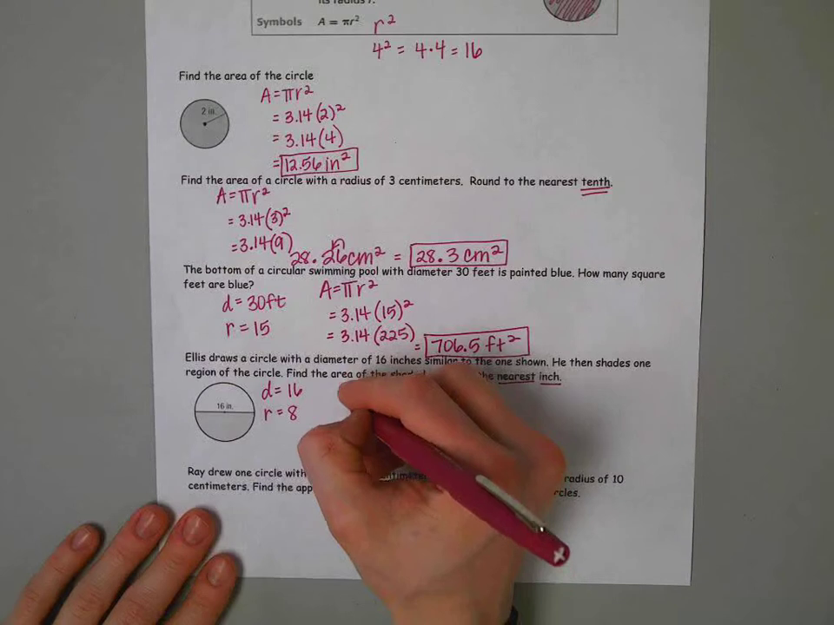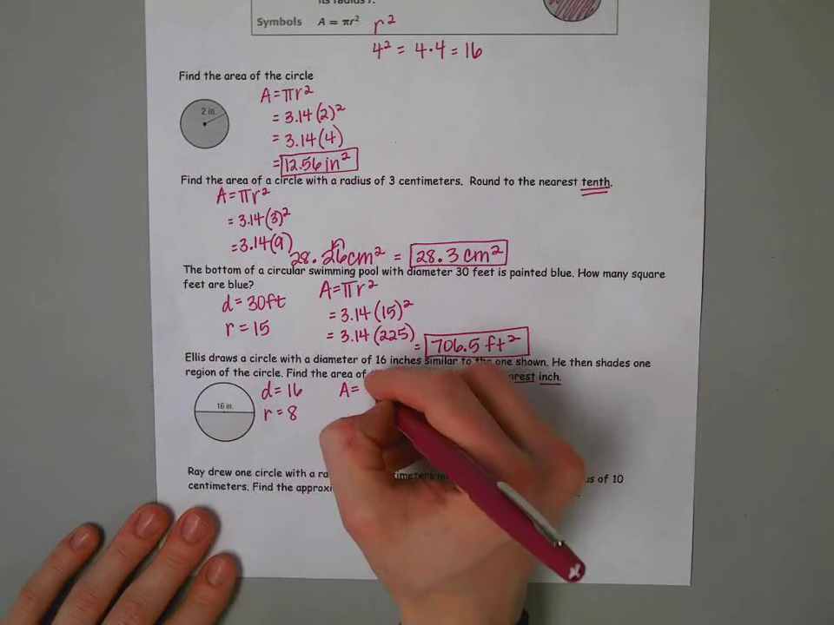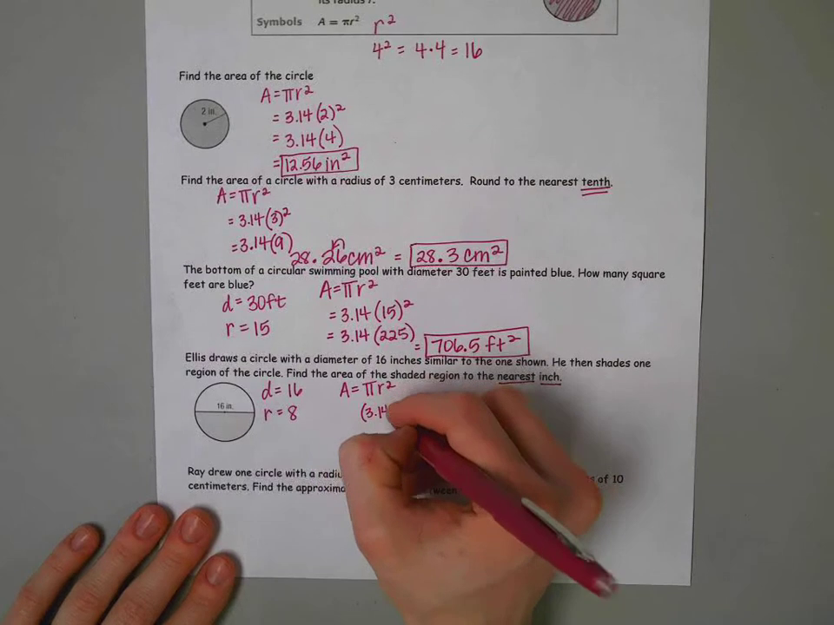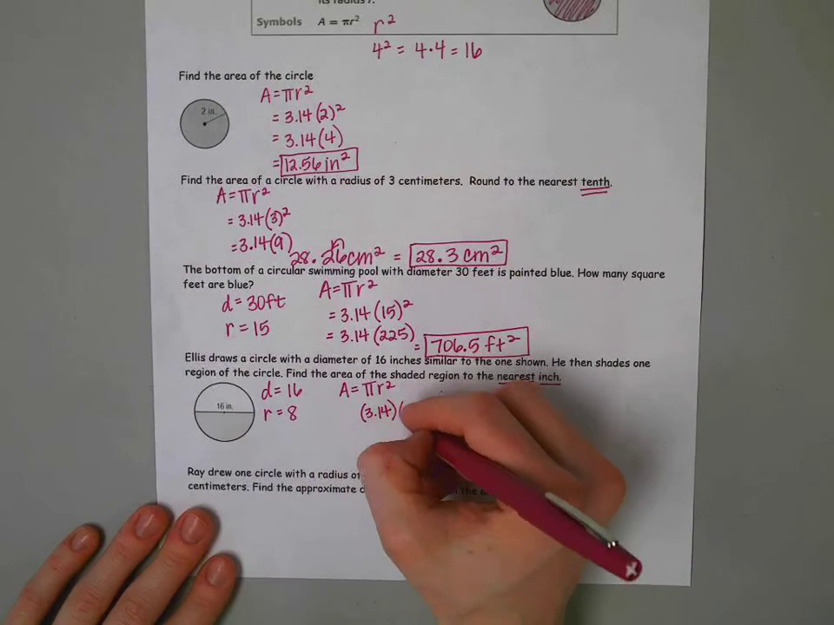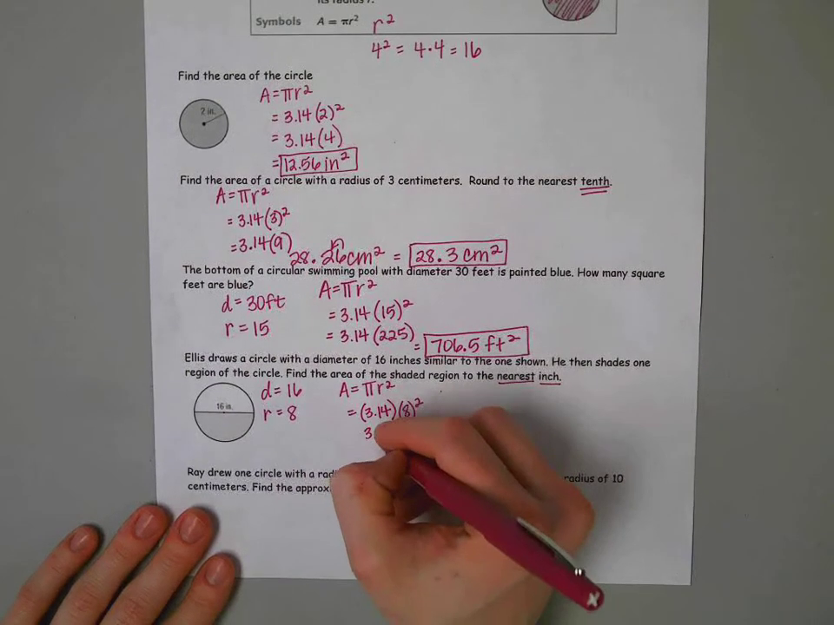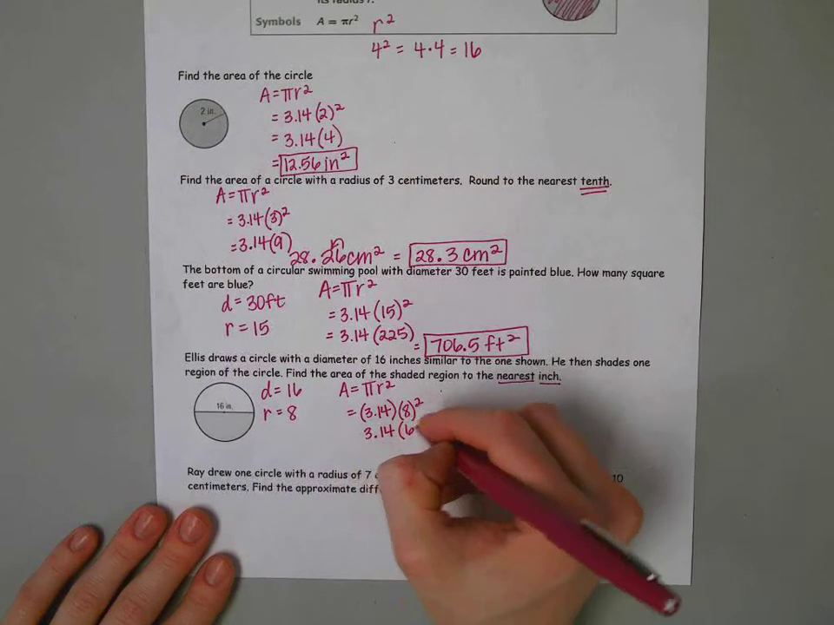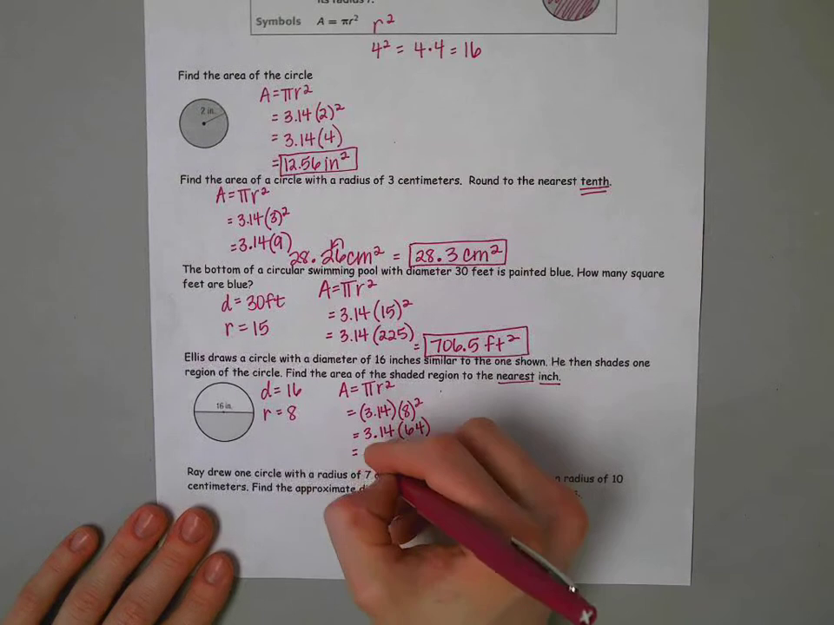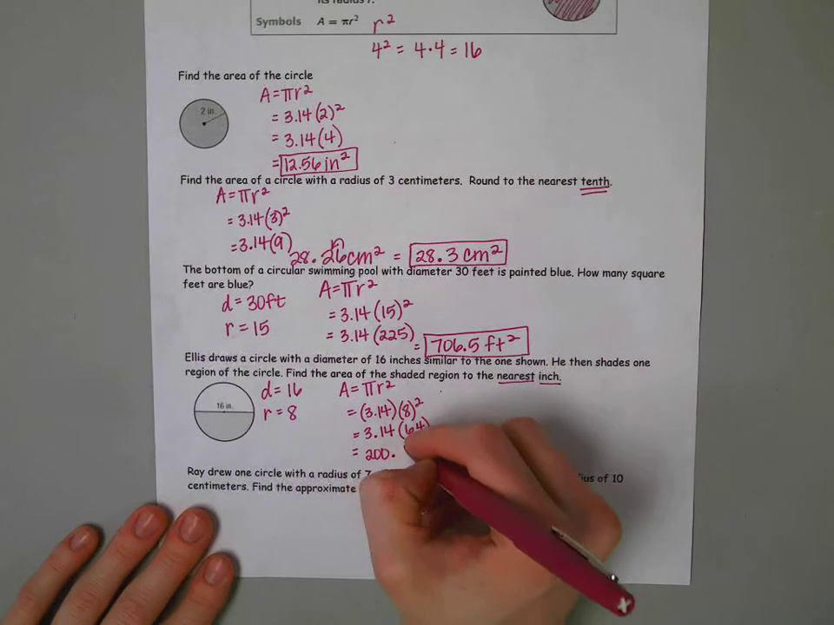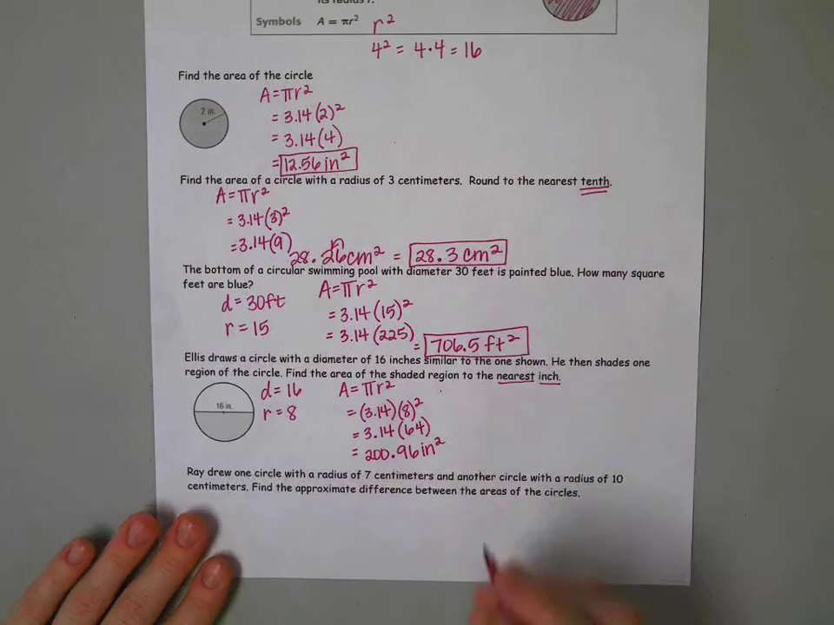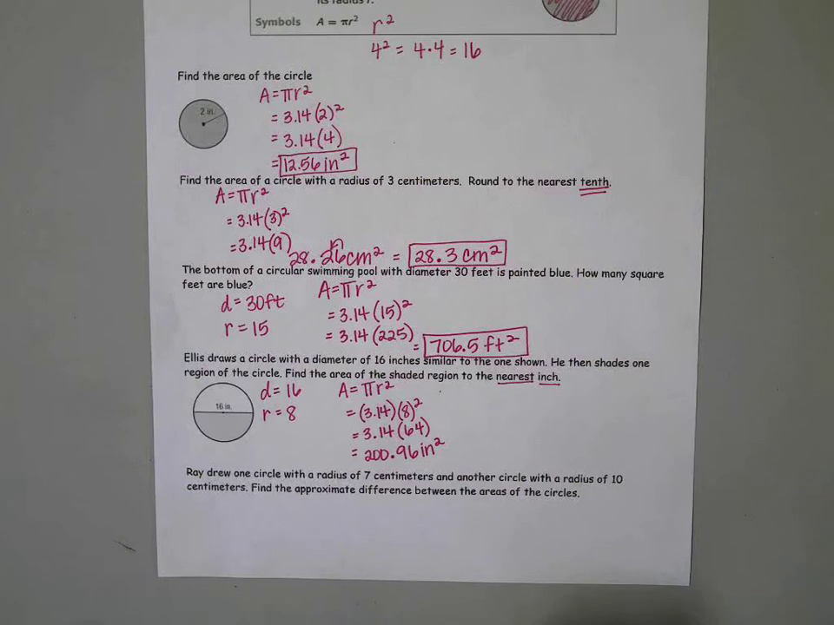So now I'm ready to solve the equation. The equation is area equals pi r squared. So pi is 3.14, and the radius is 8. 8 squared is 64, so 3.14 times 64 is going to give me 200.96 inches squared. But I'm not done, because we want to know the area of the shaded region.